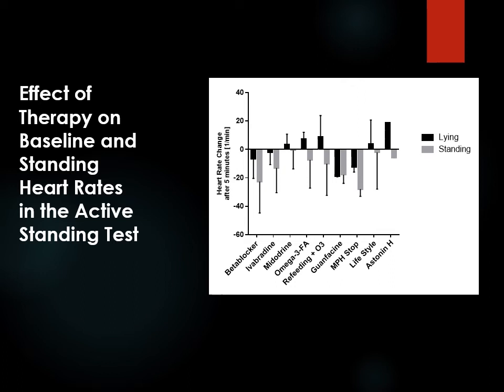If we differentiate the impact of these therapies on the heart rate at baseline and standing, there is a decrease of heart rate with beta blockers more while standing compared to the baseline heart rate. The same effects are shown in children who receive ivabradine. With the other drugs, there is an increase of heart rate in the lying position, but a decrease of heart rate in the standing position.